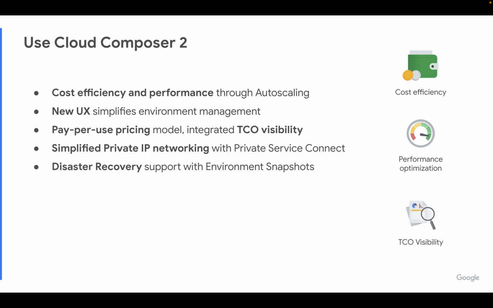Composer 2 comes with simplified private IP networking because we allow not only VPC peerings, but also Private Service Connect, which is a new connectivity method that simplifies creation of environments. There are fewer IP ranges that need to be provided in private IP environments, and also no risk of hitting VPC peering limits as opposed to what happened in Composer 1, which is a significant simplification of networking. Last but not least, Composer 2 comes with disaster recovery support through the environment snapshot feature.